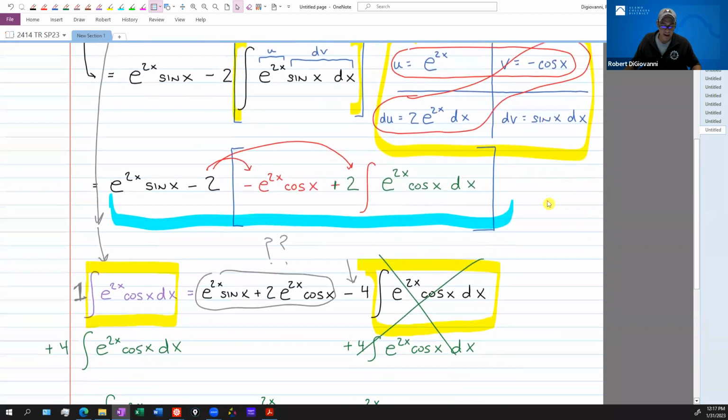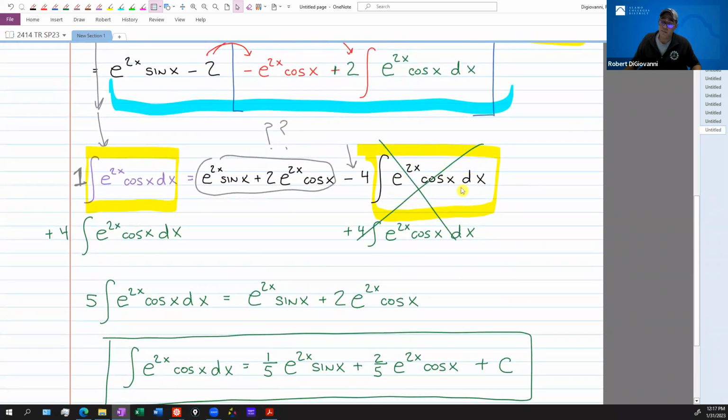The rabbit out of the hat is seeing that the original integral appears and that you can move it to the other side. That's us kind of going, whoa, there it is, magic. Now we've got it.